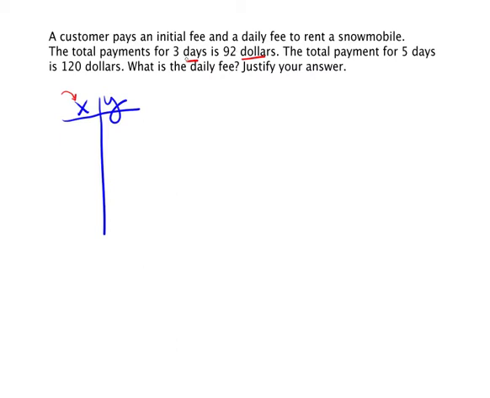And if we think about it, if we rent a snowmobile, we have to figure out the days first before we pay for our snowmobile. So x will be the days, so that 3 will go in the x column, and the 92 is the pay, so that'll be our dollars for our label for our y's. So now when we come to the 5 days will cost $120, and then we can find our slope because the daily fee is our slope.